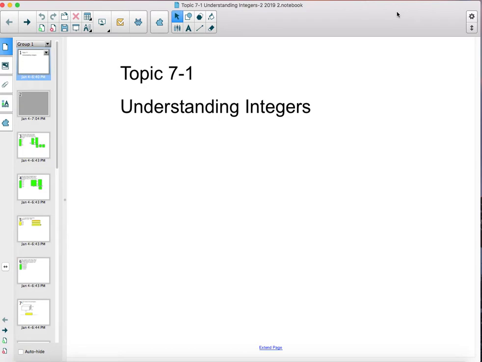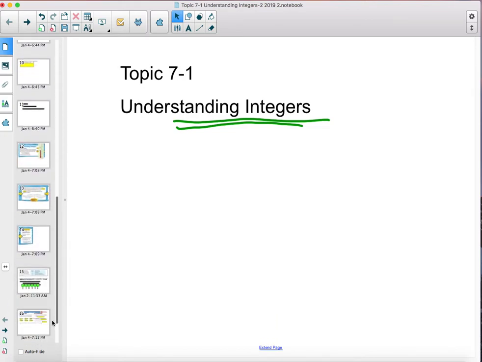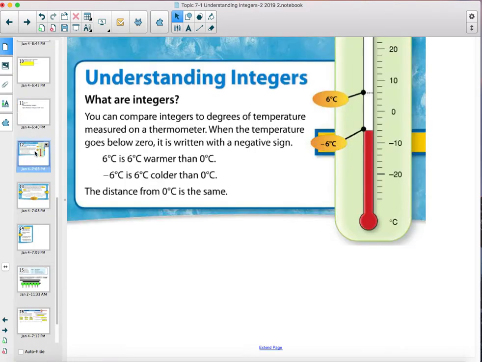Okay? All right. So, understanding integers. We're going to start off talking about understanding integers. Integers are a new set of numbers. You have learned about the counting numbers, whole numbers, fractions, which are rational numbers, and now you're going to learn about integers. They are a totally new set of numbers, which you already know exist and are ready to go. We're not going to use Nearpod right now. We're just going to look into our book, and it talks about what integers are, the basics of it.